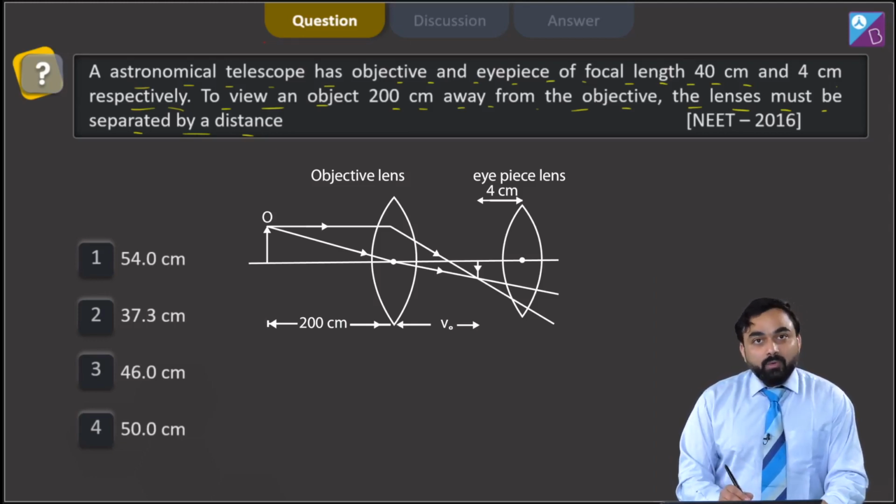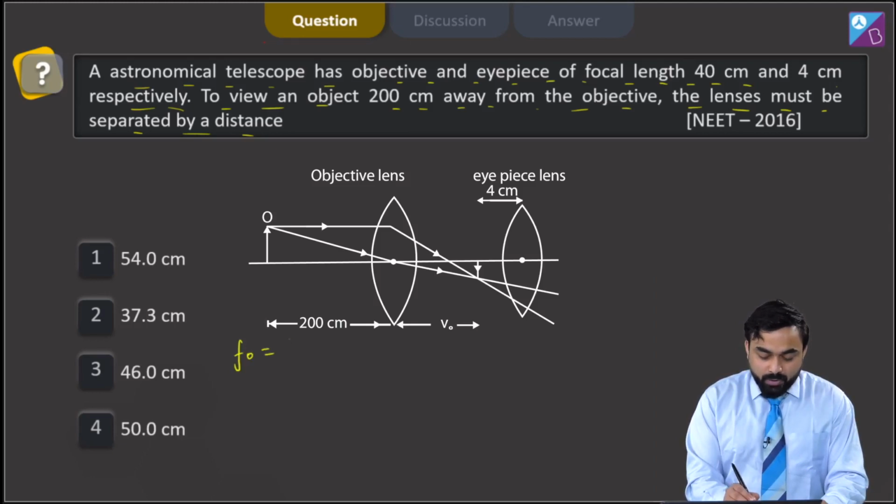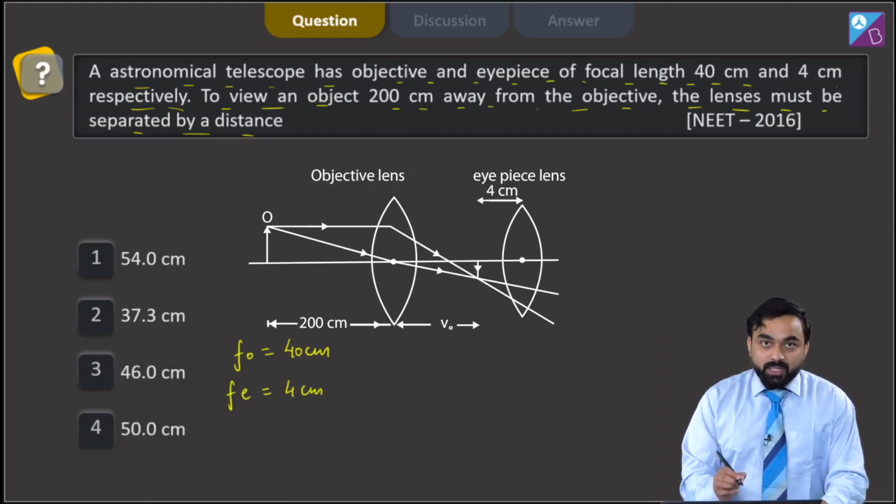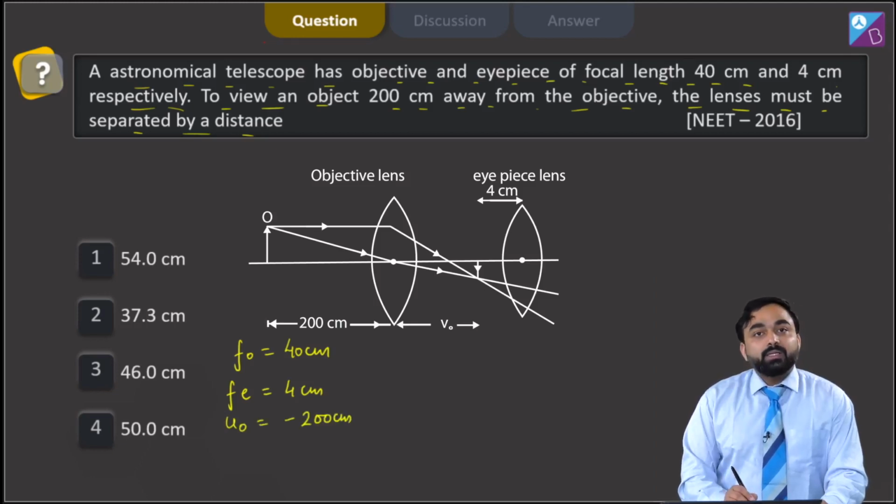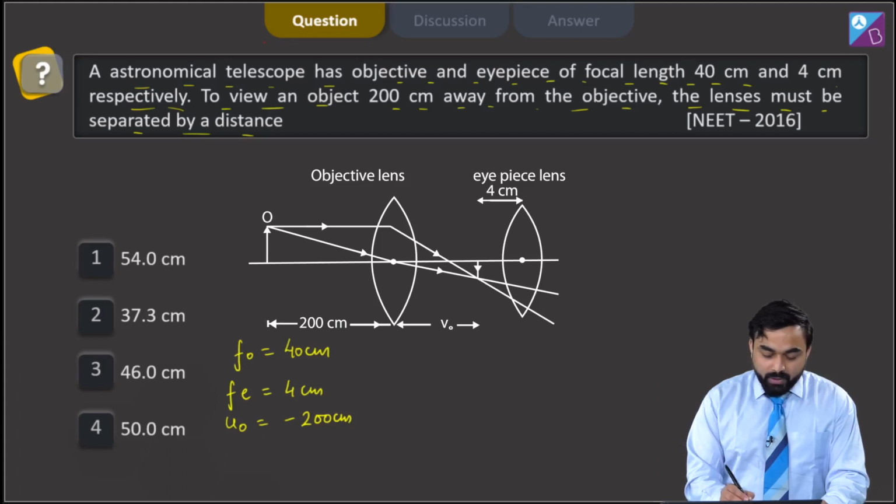In this particular question, we have been given the focal length of the objective to be 40 centimeter, the focal length of the eyepiece to be 4 centimeter, and the object distance from the objective, that is u naught here, is equal to minus 200 centimeter, correct?